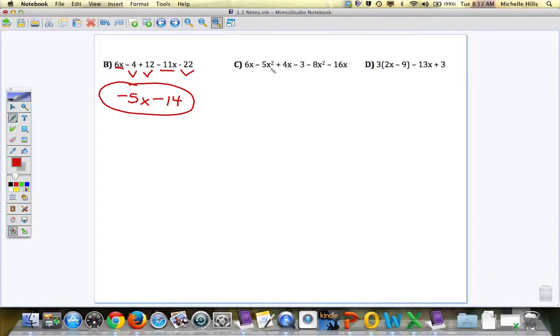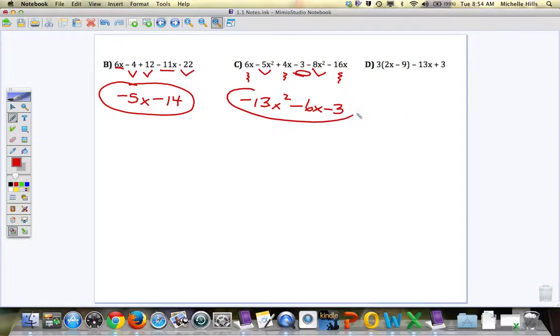Again, no distributive property in this one. With x terms and x squared terms and constants, x squared is going to go first. So I have a negative 5x squared minus an 8x squared for a negative 13x squared. My x's would go next before my constants. So I have a 6x plus a 4x is 10x, minus 16x is negative 6x, so I'll write minus 6x. And then the last thing is just this constant, minus 3, and no other constant to combine it with.